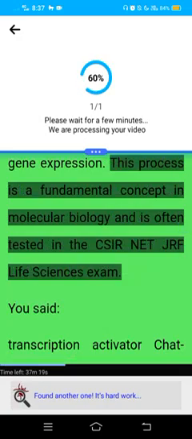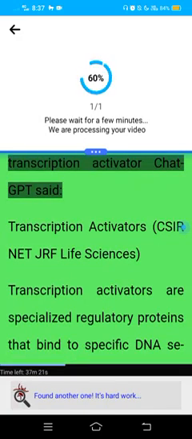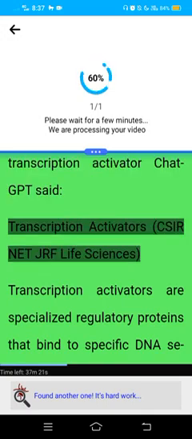JRF life sciences exam. Transcription activators, CSIR NET JRF life sciences.